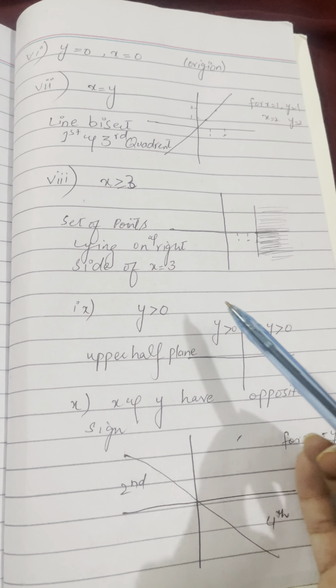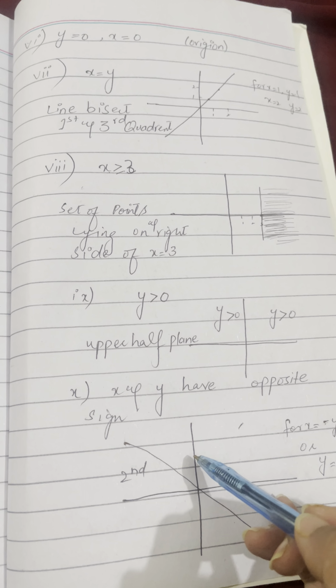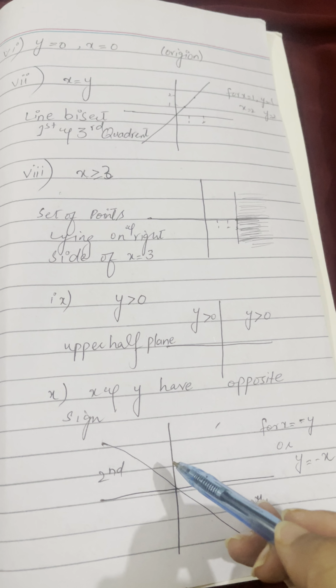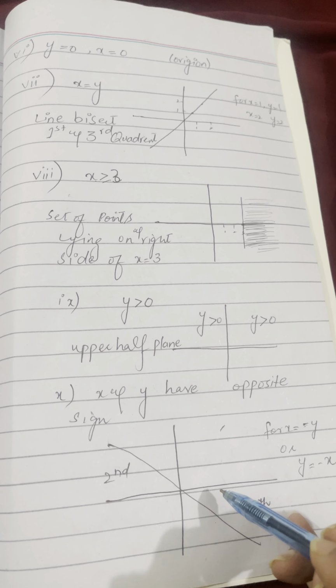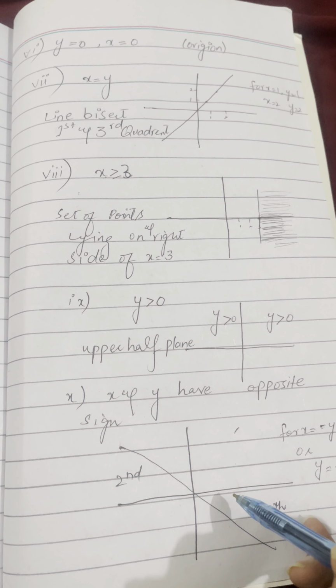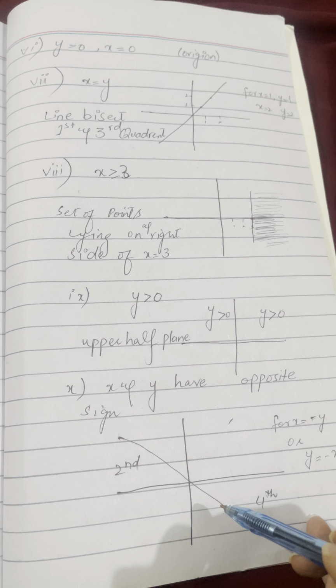In the 10th part, when x and y have opposite signs, like x equal to minus y or y equal to minus x, the point will lie in the second or fourth quadrant, because in the second quadrant the value of x is negative and the value of y is positive, and in the fourth quadrant the value of y is negative and the value of x is positive. So when they have opposite signs, the point will lie in the second or fourth quadrant.